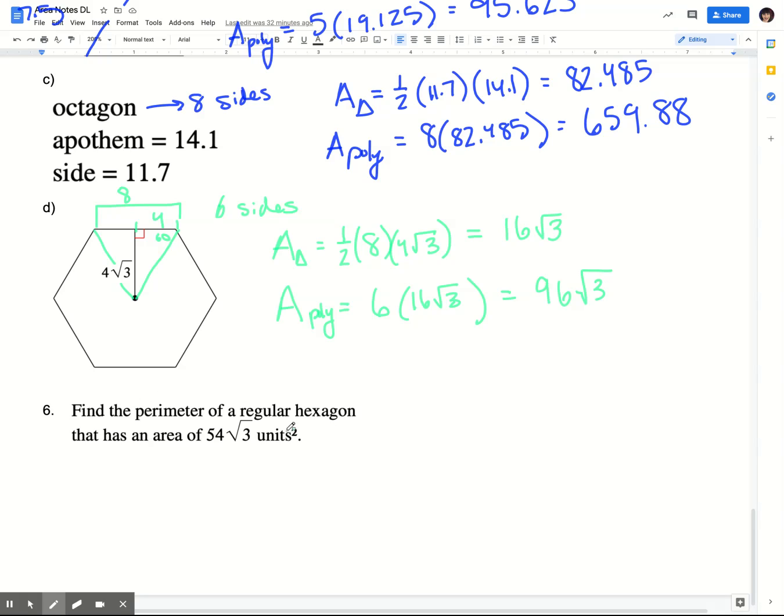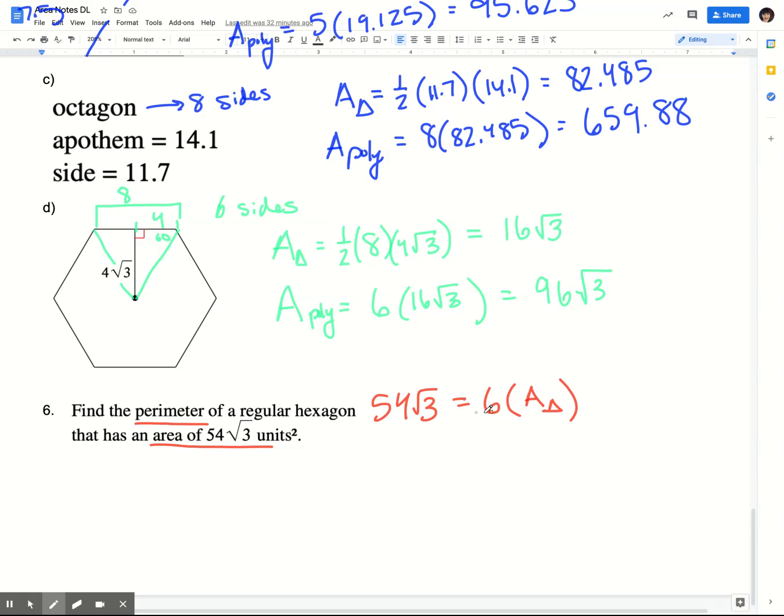Okay, so the last problem, again, is definitely more of a challenge problem because we're dealing with a regular hexagon, and you have to work backwards. So this is asking us to find the perimeter of a regular hexagon with an area of 54√3. So I'm going to have to work backwards. I know that my area is 54√3. So that has to equal the number of sides, which is 6, because this is a hexagon, times the area of one of my triangles.